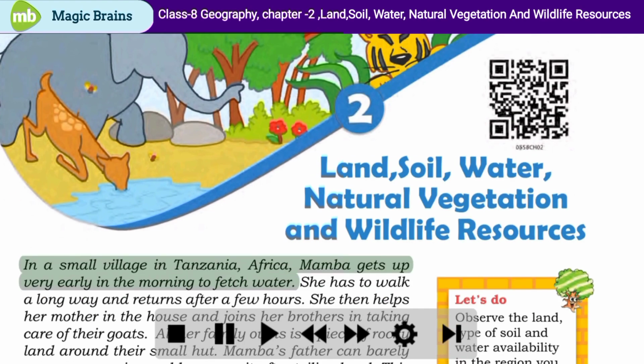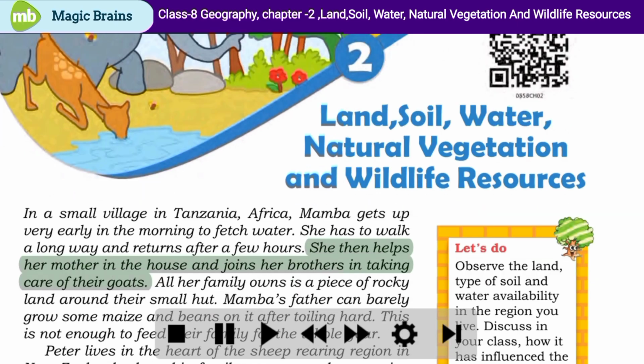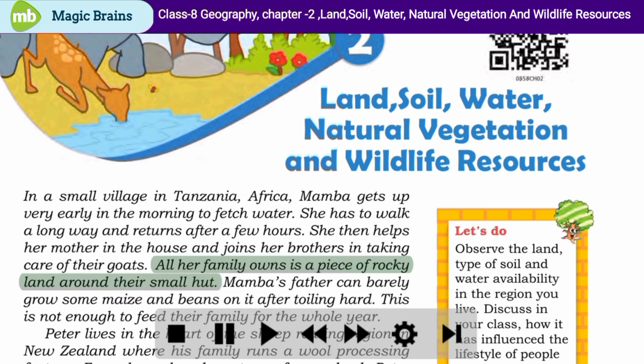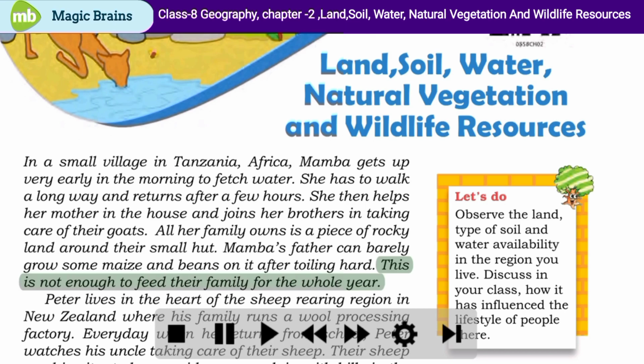In a small village in Tanzania, Africa, Mamba gets up very early in the morning to fetch water. She has to walk a long way and returns after a few hours. She then helps her mother in the house and joins her brother in taking care of their goats. All her family owns is a piece of rocky land around their small hut. Mamba's father can barely grow some maize and beans on it after toiling hard. This is not enough to feed their family for the whole year.